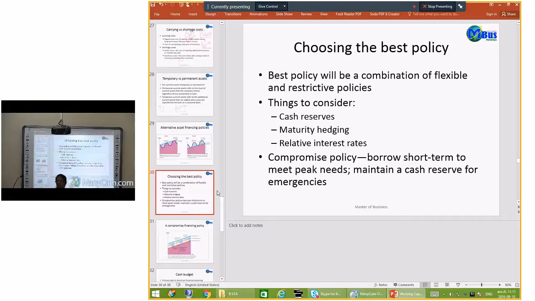The best policy will be a combination of flexible and restrictive. We shouldn't go for either end. If we go for flexible, that will restrict our profitability. If we go for restrictive, that will be a liquidity problem for the firm. So we shouldn't go for either restrictive or flexible. We have to be in the middle.